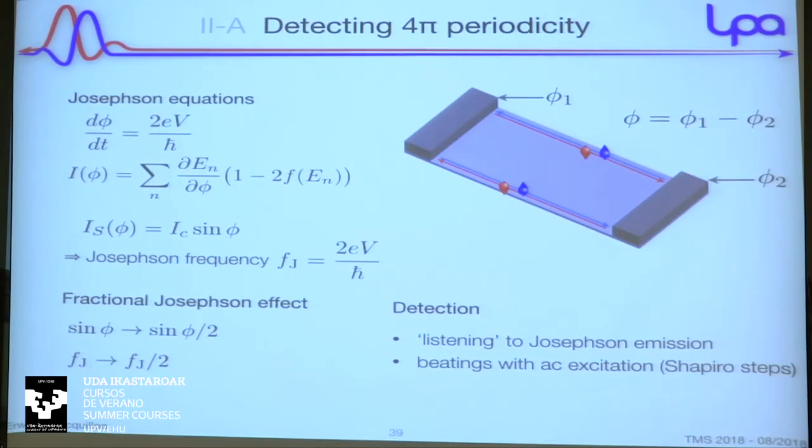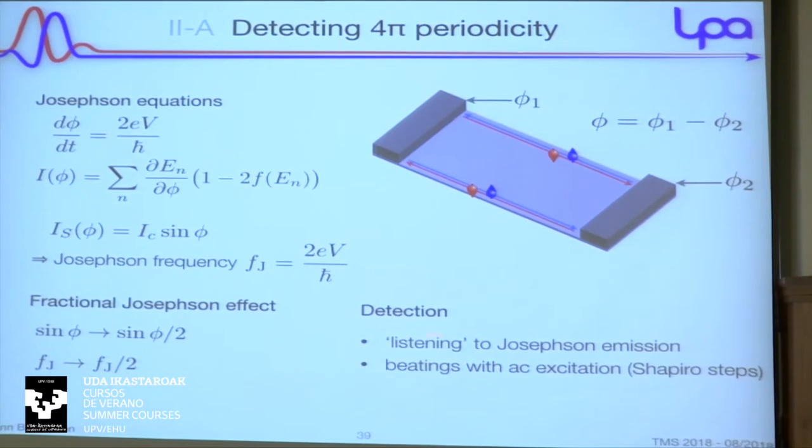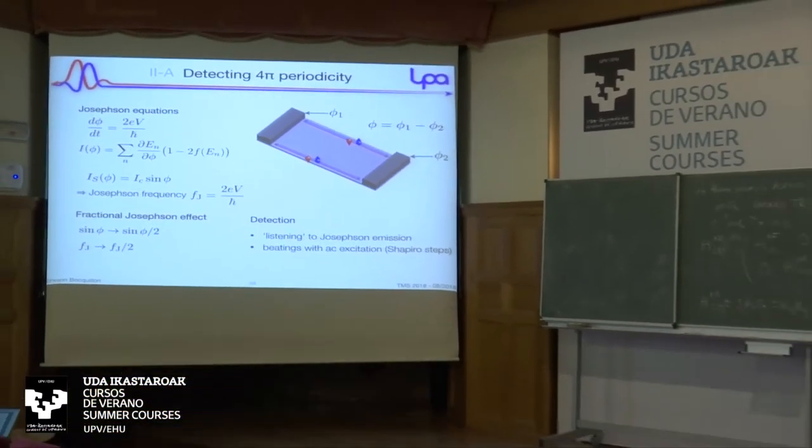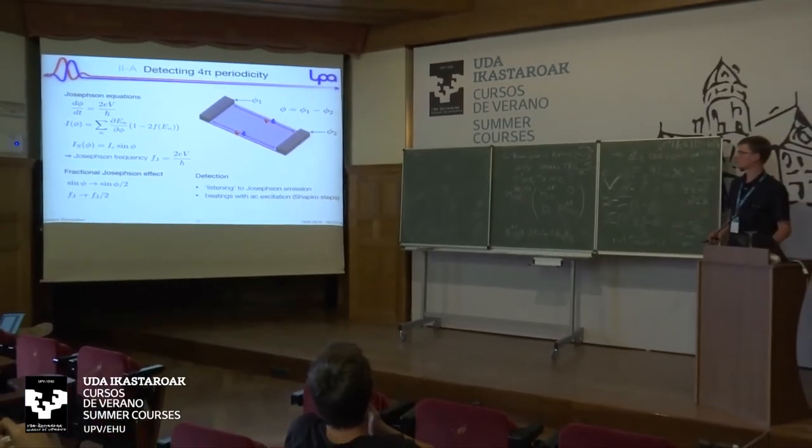The other thing you can do is say, OK, I now apply an AC bias, and I try to create beatings between the internal frequency of the Josephson current and the external AC drive that I apply. This is known as the Shapiro effect, with the formation of so-called Shapiro steps. And I will detail this experiment later. So first, let's start with this one, which is slightly more challenging on the experimental side, but which is much easier to understand.